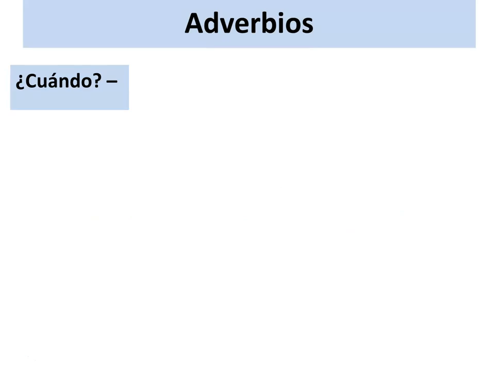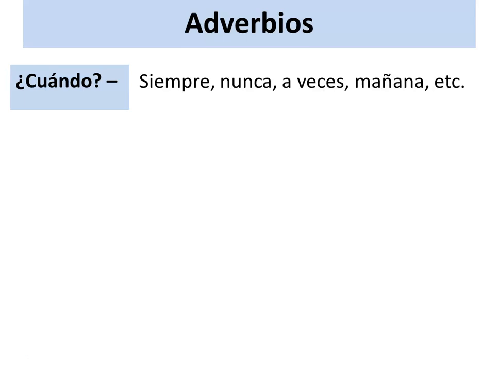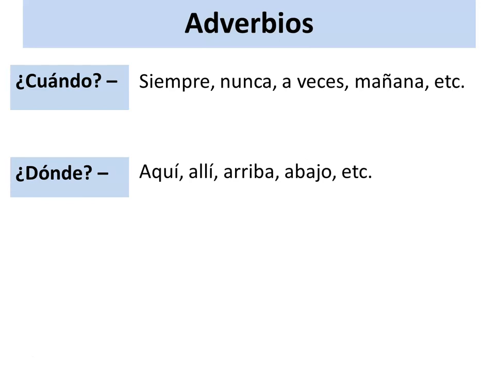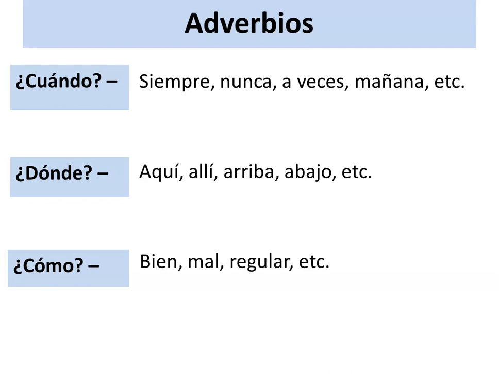Okay, so the adverbios are going to be words that help us to describe cuando something is happening. We can use these words siempre, nunca, a veces, mañana, etc. We can talk also about dónde, aquí, allí, arriba, abajo, etc. How this action occurs, bien, mal, regular, etc.